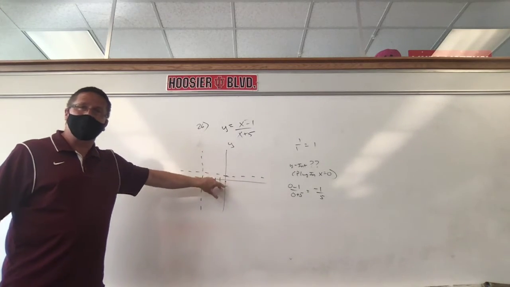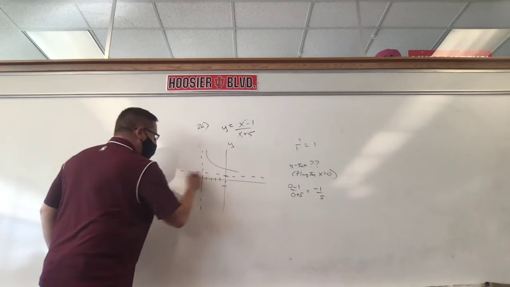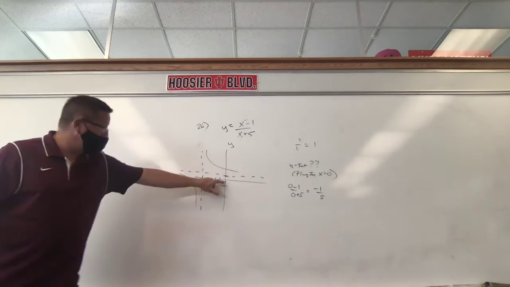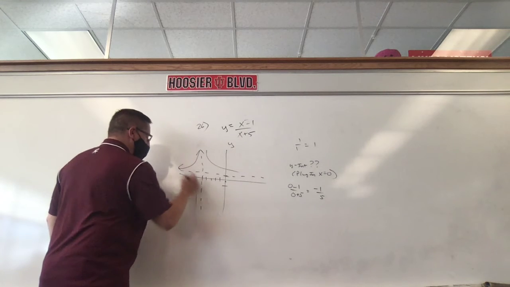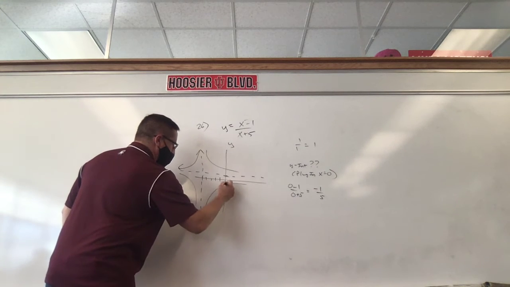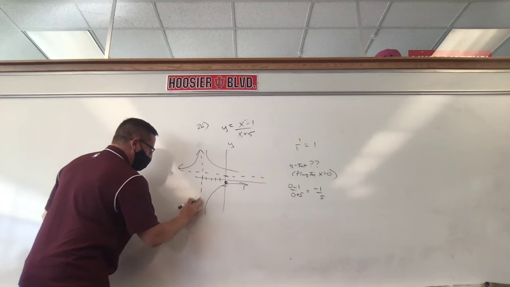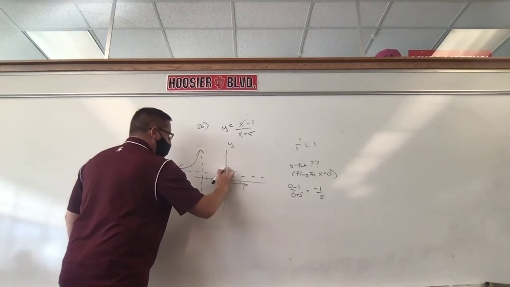This graph's got to go through this dot. If it's in the first and third, what's the problem with that? It doesn't hit the dot. It's got to hit the dot. Okay? So it goes like this. And, oops, hit the dot. Okay, let's get rid of the other one. All right, so that's what it looks like.